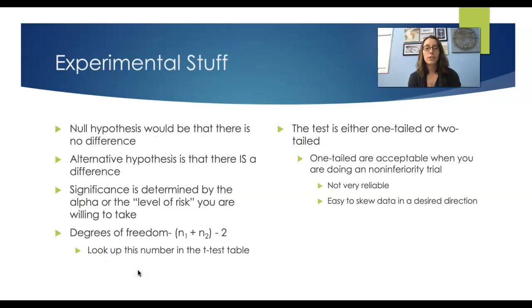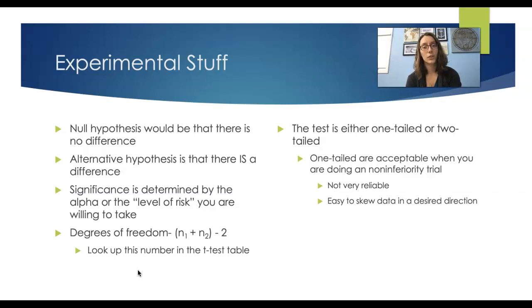So as far as the experimental stuff is concerned, it's the same process as the chi-squared test. The null hypothesis would be that there is no difference in your samples. The alternative hypothesis is that there is a difference, whatever difference you were looking to find. Significance is still determined by the alpha, which is that level of risk you're willing to take, and we do still need to determine the degrees of freedom, which in this particular example is n1 plus n2, minus 2. So you look that number up on a t-test table, just like we did with the chi-squared example, and that gives us our data.